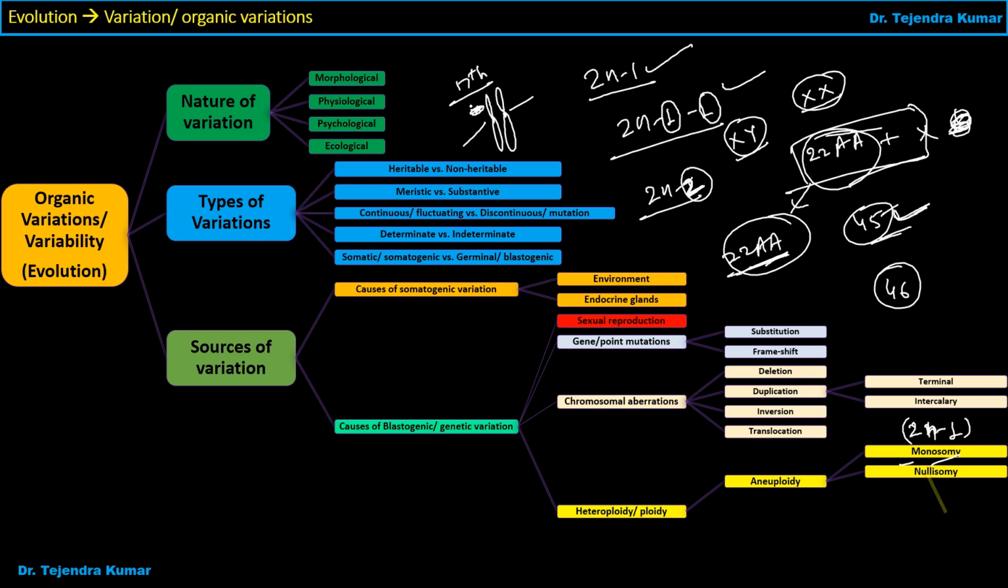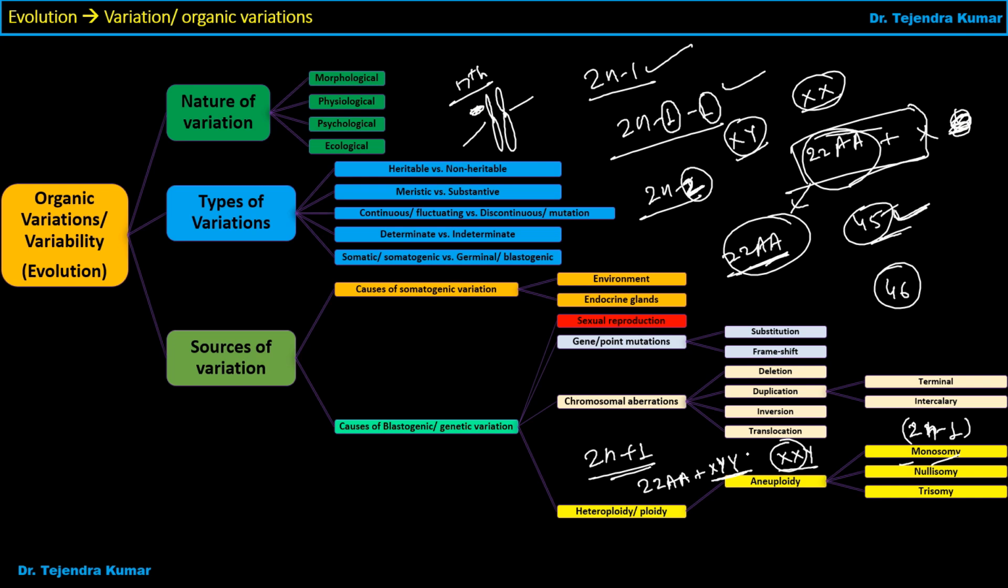Now let's see the next one. This is the trisomy. Trisomy means one chromosome is increasing. So it means 2n plus 1. One is increasing. Likewise, 22A was already there, plus XY was there. Now I am talking about XYY or maybe XXY. So any one chromosome is duplicating itself. So this is called the trisomy.